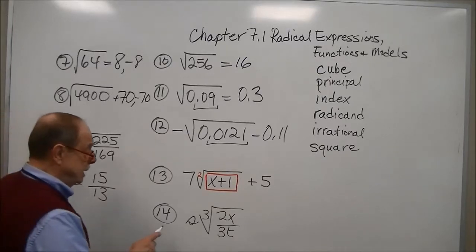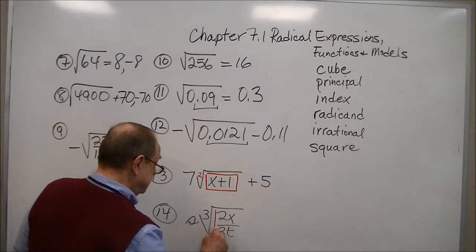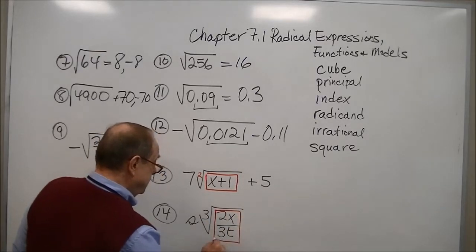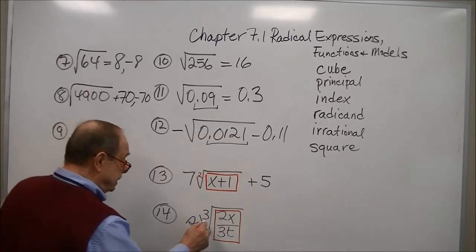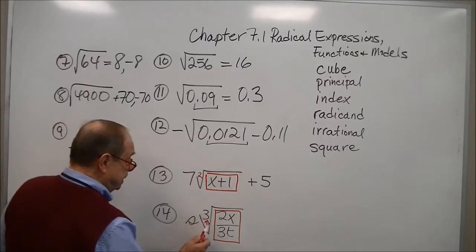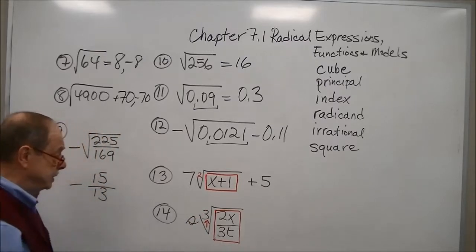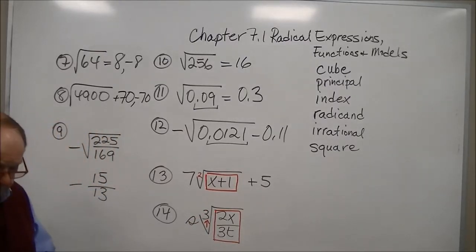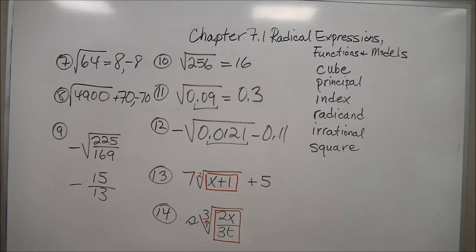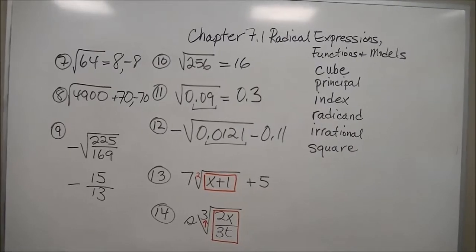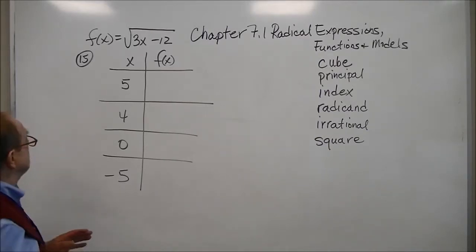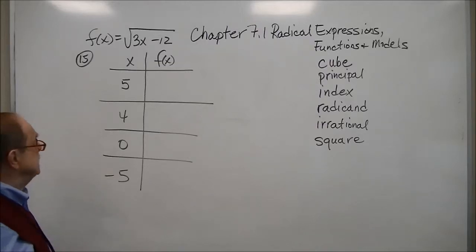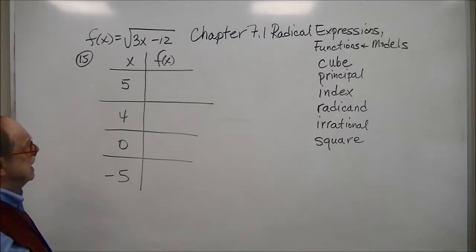So for number 14, the radicand of this is what I have in the red box, and the index number is what is in that little notch, which is 3. Okay, what we had done so far was all pretty easy stuff and standard.